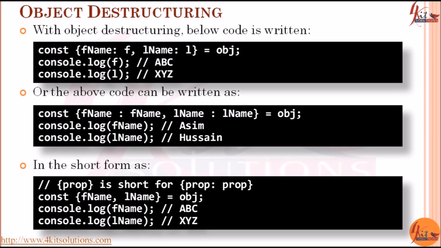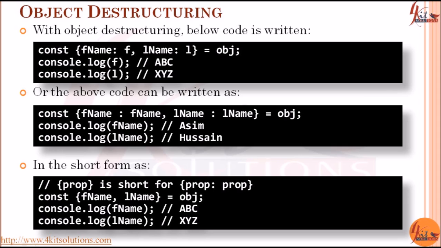But with destructuring, we can write the above code like this. We can write it like this: const fname colon f, lname colon L equal to object. So what it will do is that it will extract the value of this property fname and assign to the variable f, and it will extract the value of the property lname and assign to the variable L.